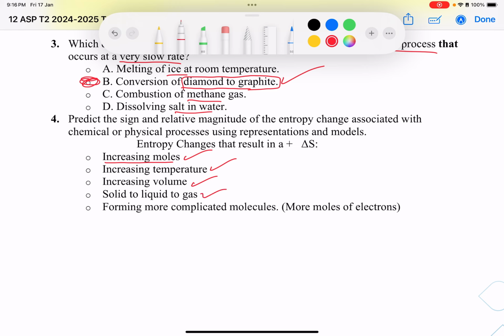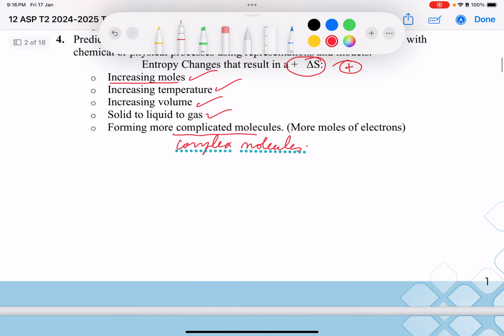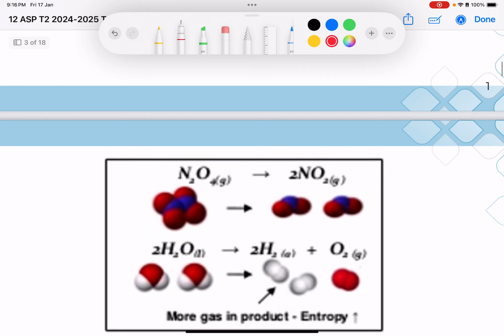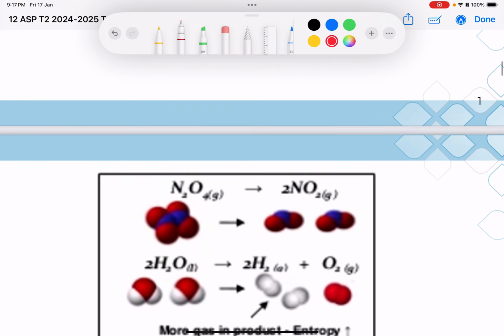Solid to gas will increase the randomness. Forming more complicated, or what we call complex, molecules as well. All of these are examples in which delta S increases and has a positive sign. For example, let's just apply here increasing moles. We had 1 and it turned into 2. That's the first choice.